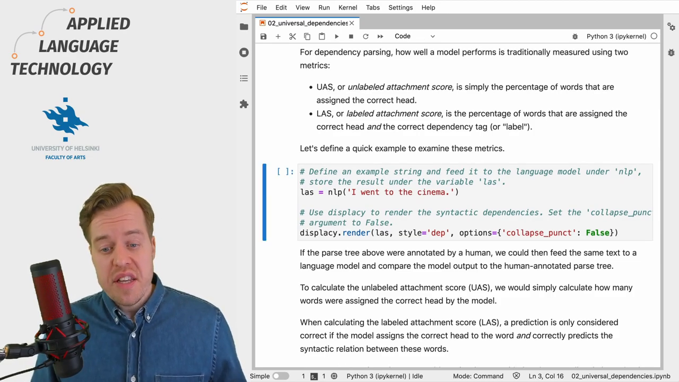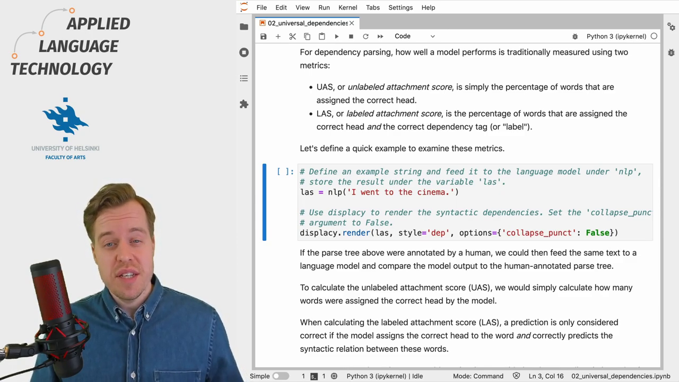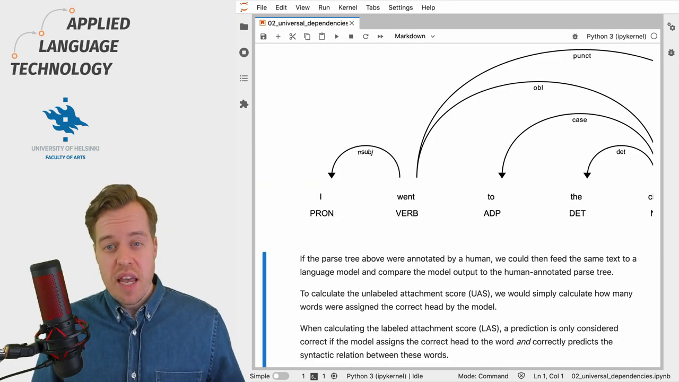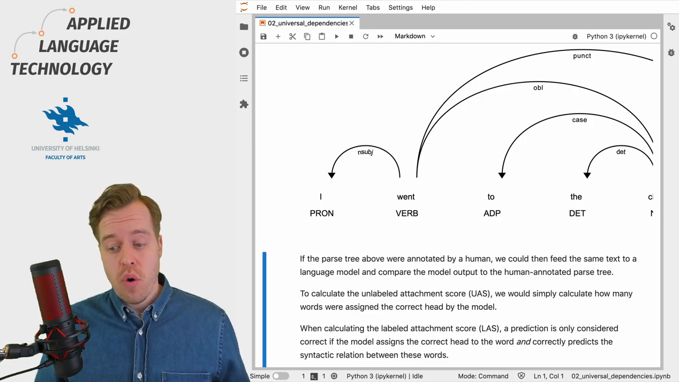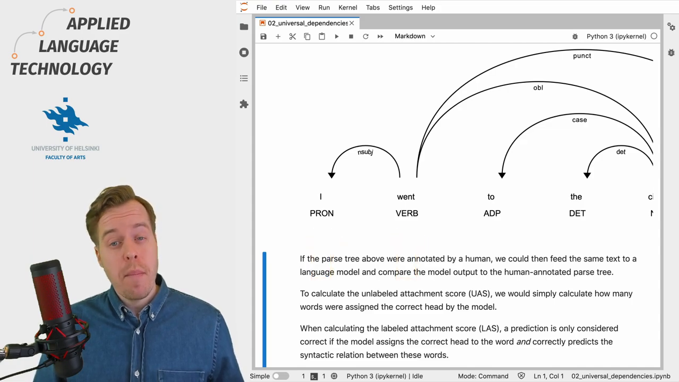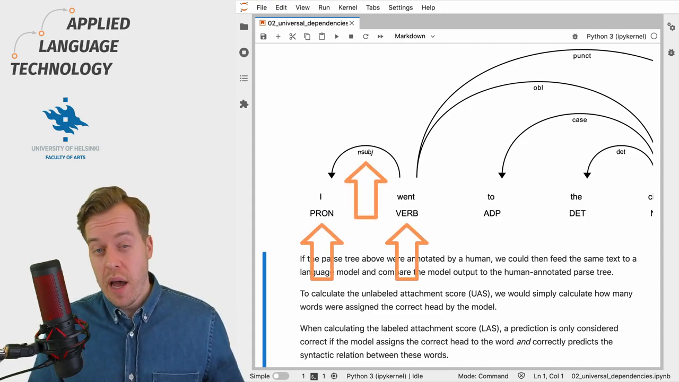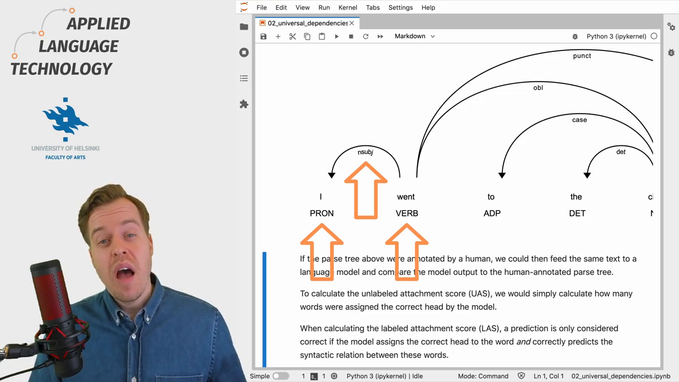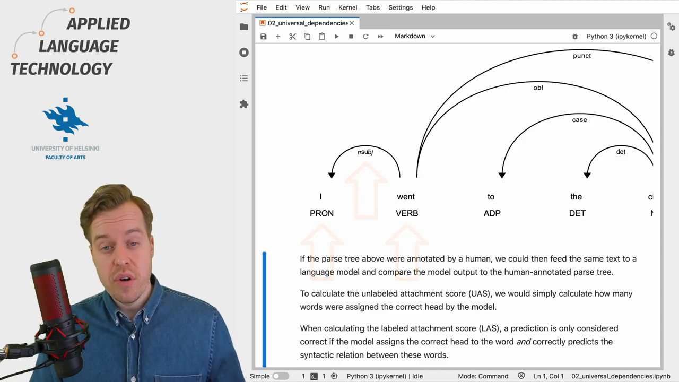Let's take a closer look at these metrics by rendering the dependencies for the example sentence, "I went to the cinema." If we had the same sentence annotated by a human at hand, we could use this sentence as the ground truth for evaluating the performance of the language model for dependency parsing. To calculate the unlabeled attachment score, we would simply count how many of the words were assigned the correct head by the model. For the labeled attachment score, however, the model must also correctly predict the relation holding between the tokens. Otherwise, the prediction is considered incorrect.